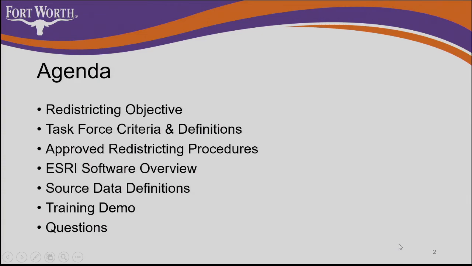So we'll talk about what we're trying to accomplish in redistricting, talk about what work has been done by the redistricting task force established by the City Council. We'll talk about the procedures that the City Council has adopted for use in redrawing council district boundaries. Then we'll go into an overview of the software itself, which is produced by a company called ESRI. You'll probably hear that name.